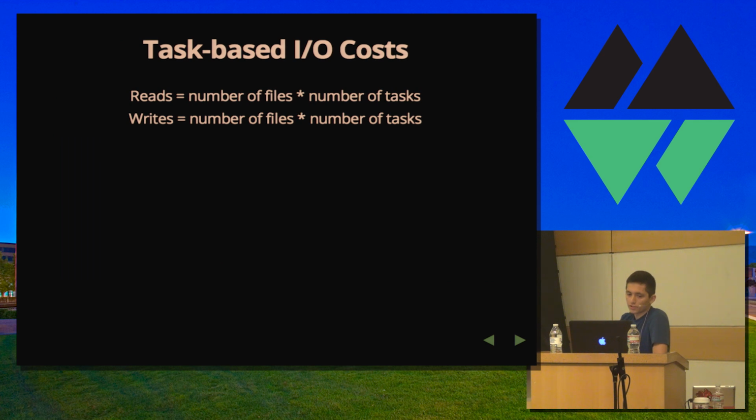So just to revisit this, task-based I/O costs increase with the number of files and the number of tasks. So the number of reads you have to do equals the number of files times the number of tasks, and writes is the same way. So you can see as your build system becomes more complex, your performance is going to drop. So when you have hundreds of files and like 10 tasks, that's a couple of seconds to do a build, right?